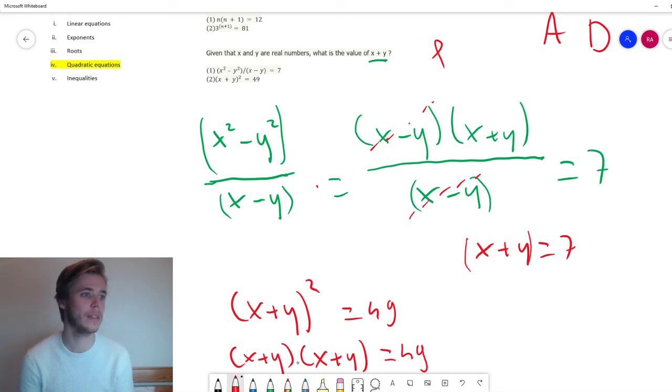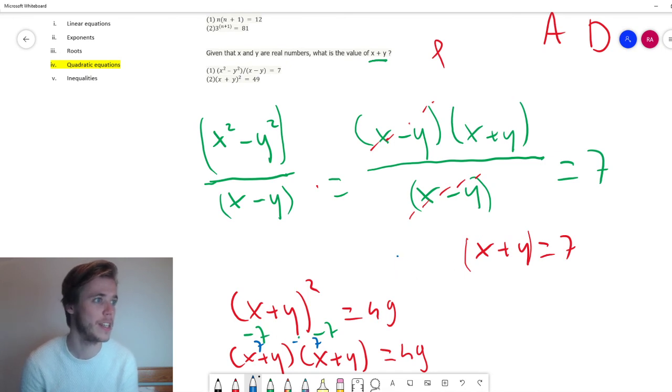So what can x plus y be? They both can be minus 7, because minus 7 times minus 7 is 49, and they both can be 7, 7 times 7. So we are not sure what x plus y is. There are two solutions, 7 and minus 7. So the second statement is not sufficient. So it's answer A. Only the first statement is sufficient.